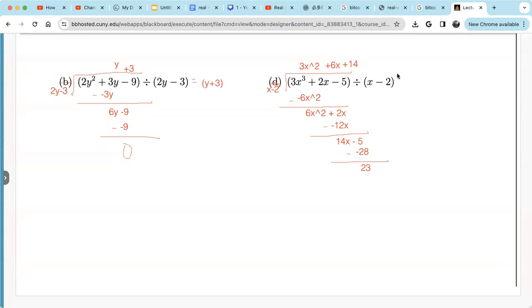So the answer for this is 3x squared plus 6x plus 14. Now, we still have a plus, but the plus a rational expression. Plus, let me write it. 23 over the divisor, which is x minus 2.